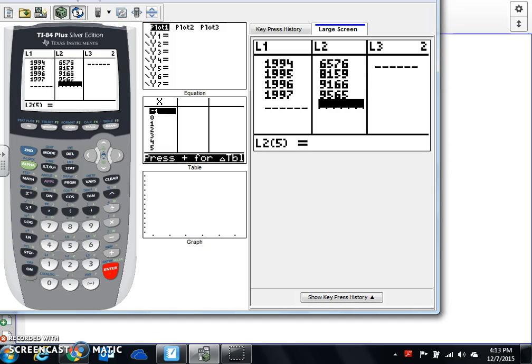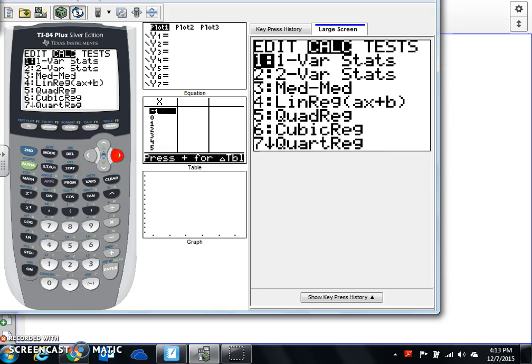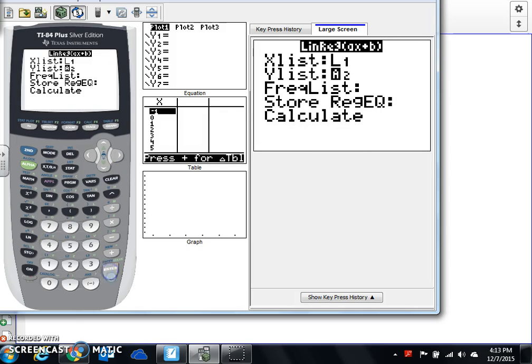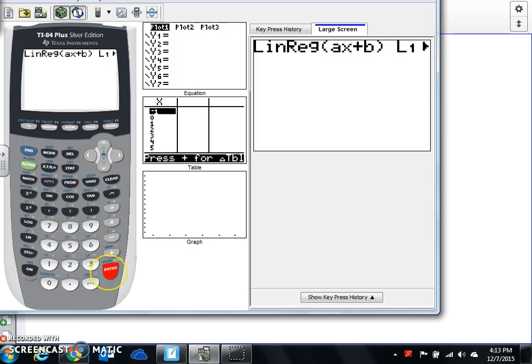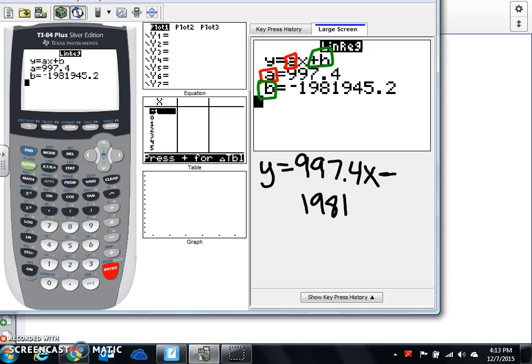So now they just told me to find my linear regression. So I'm going to go to stat, calculate, linear regression, which is 4. Enter, enter, enter, enter. Calculate, yes. So now it told me that this is my A value and this is my B value. Okay? So y equals 997.4x minus 1981945.2. That's a big number.